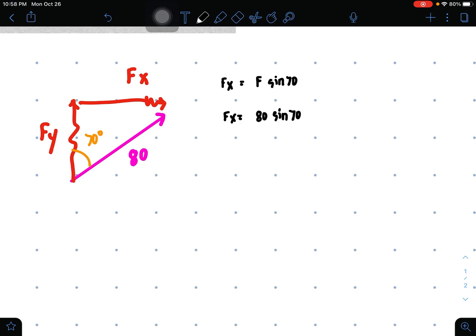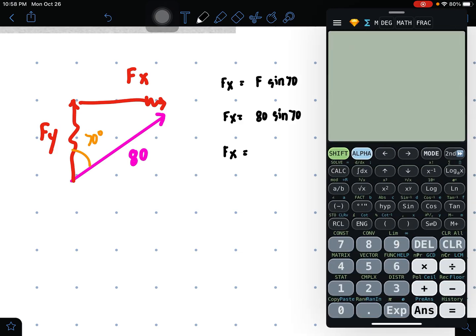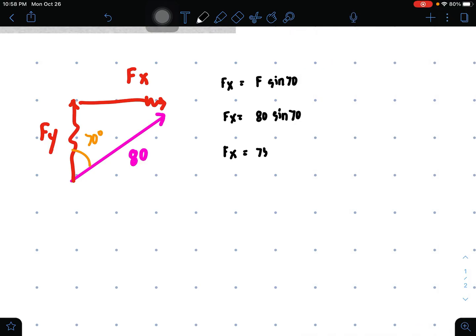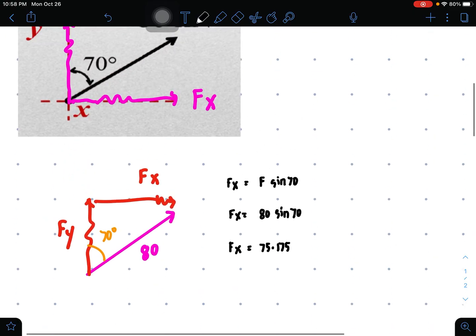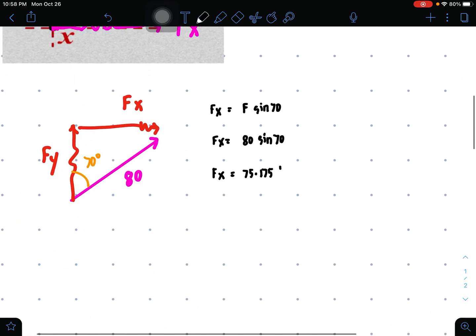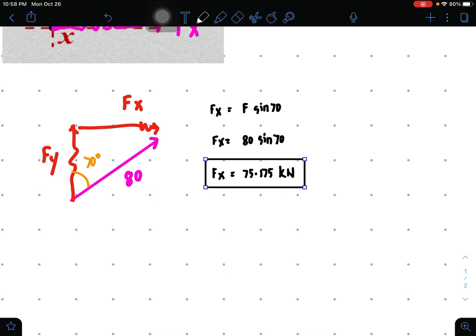we have Fx, and Fx is equal to, I have a calculator here, 80 sine of 70. So the answer is 75.175, and the unit here is in kilonewtons. This is your final answer for your Fx.